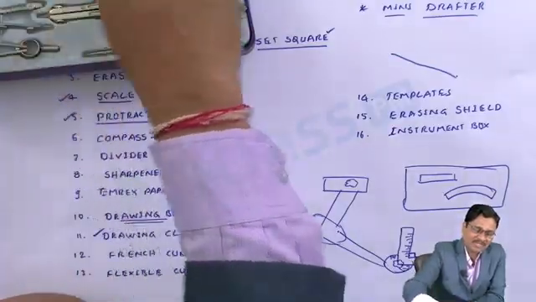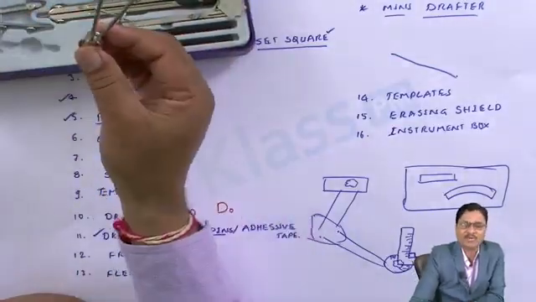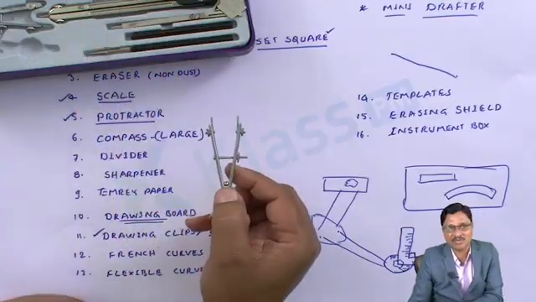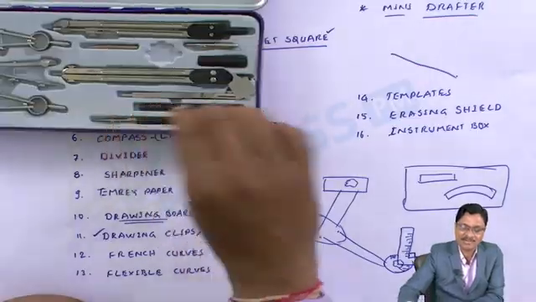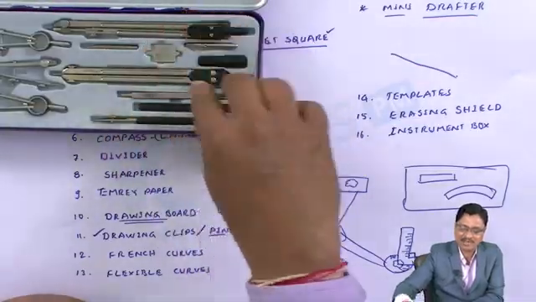Similarly, with the bow compass as a divider, you can get the bow divider also. So this is the bow divider. After that, whatever is listed, one more is the lengthening bar. What is the advantage of the lengthening bar I told?